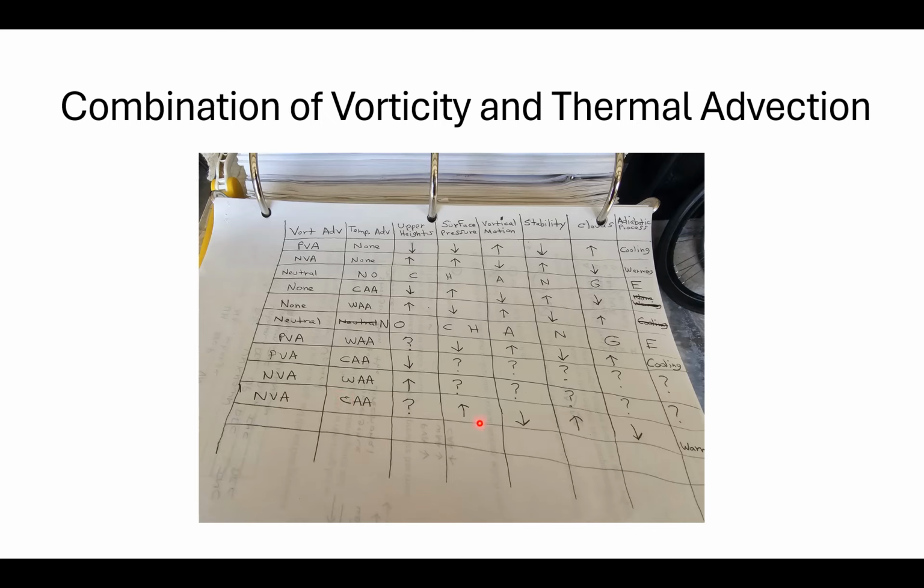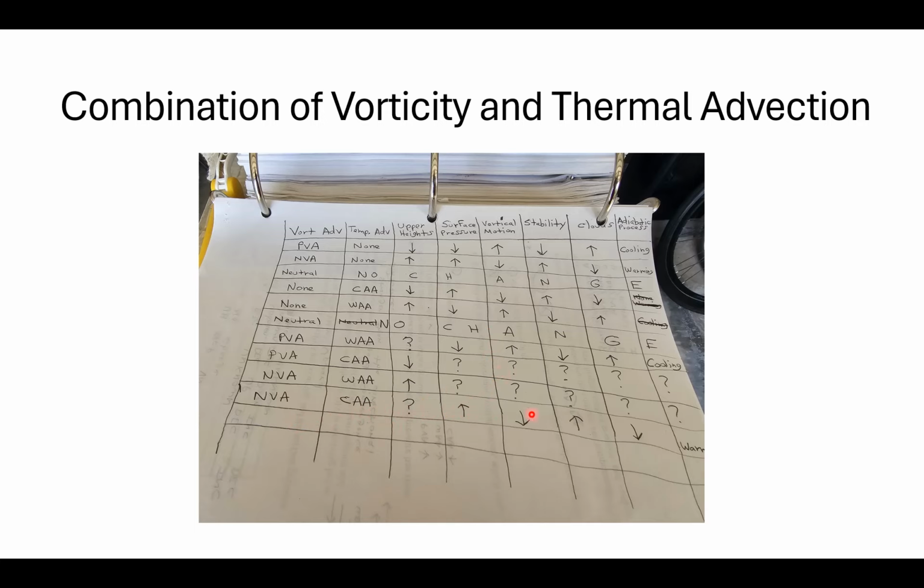Well, that's going to result in rising surface pressure, because NVA is an indicator of downward or sinking air motion. Cold air advection means my air mass is heavier. So my surface pressure is going to rise in this case when I combine negative vorticity advection, NVA, plus cold air advection, CAA. What happens to my vertical motion?